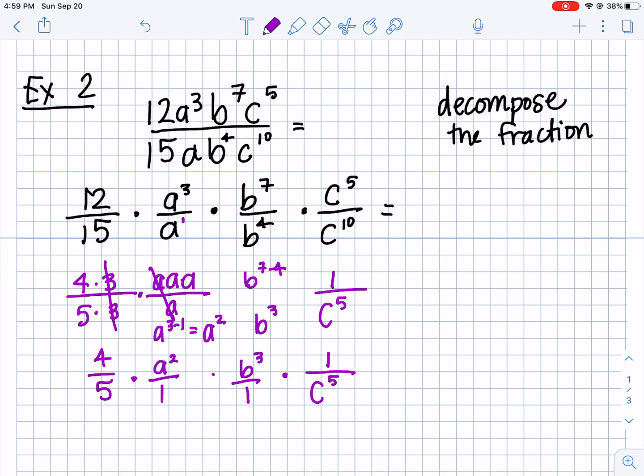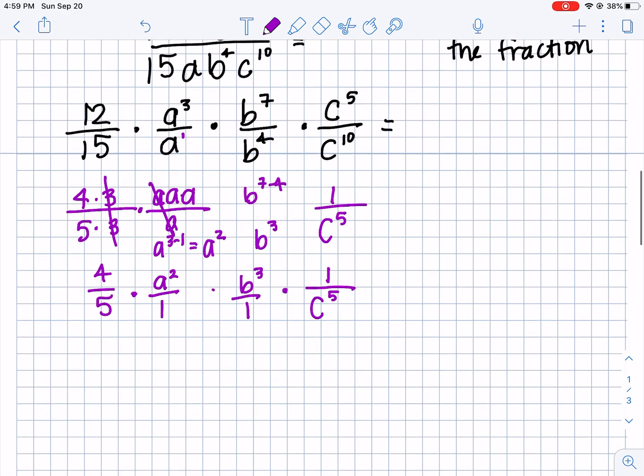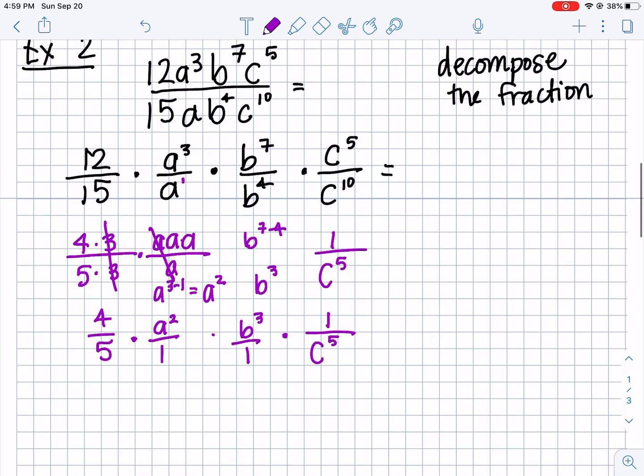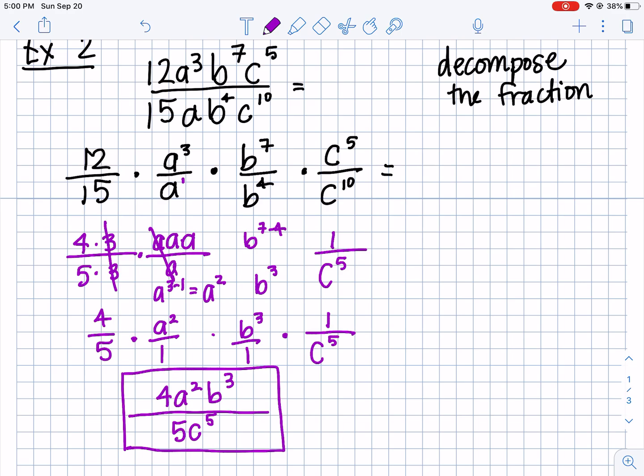And then I do my multiplication. I recompose my fraction now that I've reduced it all. So I get in the numerator 4a squared b cubed. I don't need to write times 1, over 5c to the 5th. So that is my simplified fraction.